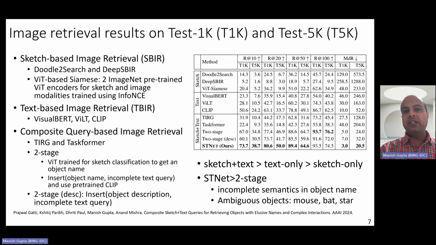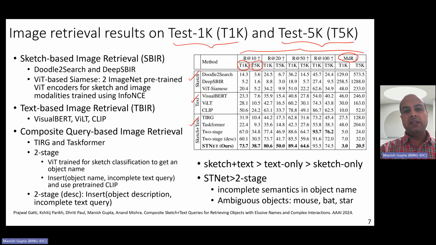So, these are the image retrieval results on test 1K and test 5K datasets. So we compare our method with 3 different types of methods: sketch-based methods, text-based methods, and sketch+text-based baselines, right? So we compare them on 2 different metrics: recall at K, and also median recall, right? Median recall is basically computed as the median of the recall over the entire test set. So we have results over the 2 test sets, test 1K and test 5K. So what do we observe?